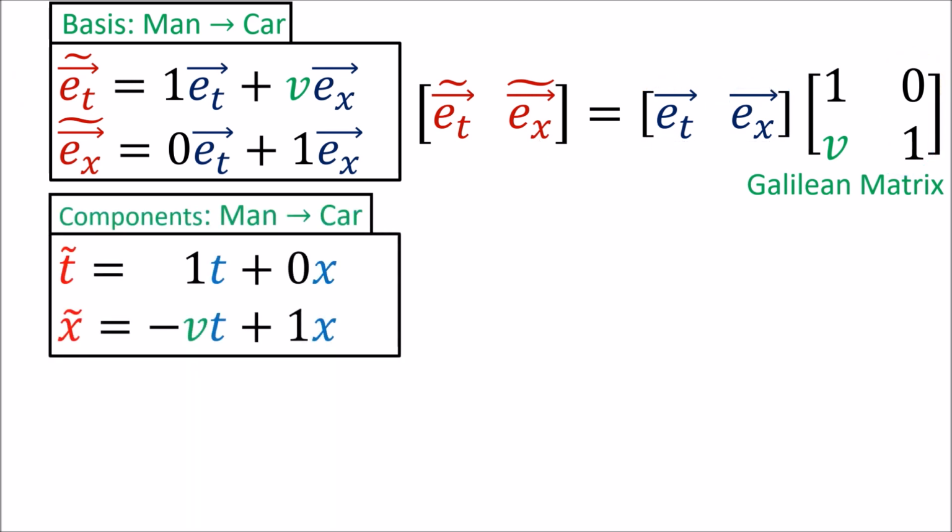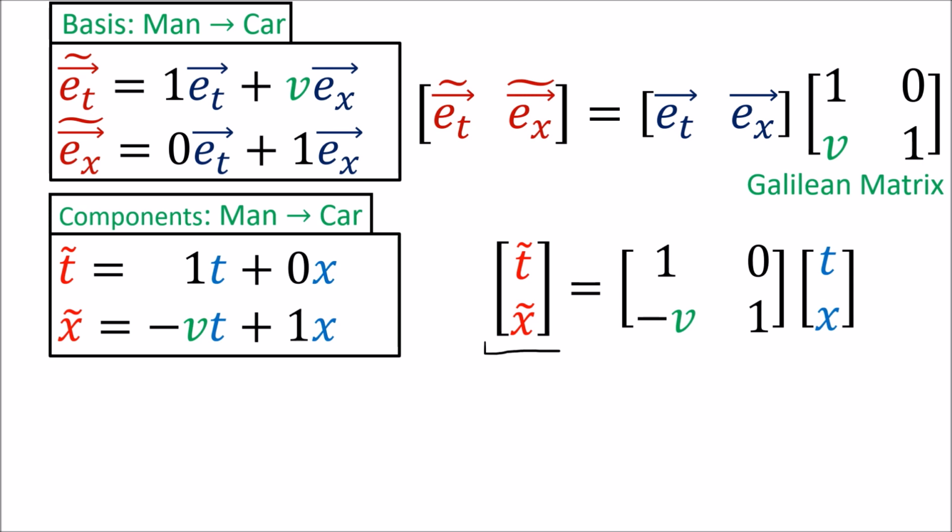We can do the same thing for the formulas that change components from the man to the car. This time we get the column of vector components t tilde x tilde equals a Galilean matrix multiplied by the column tx. Notice that this Galilean matrix has a minus v because of the minus v in the original formulas. So we've written the equations in matrix form, but you might still be a little bit confused about why we write the basis vectors as rows and why we write the vector components as columns, and also why this Galilean matrix has a plus v, and why this Galilean matrix has a minus v.